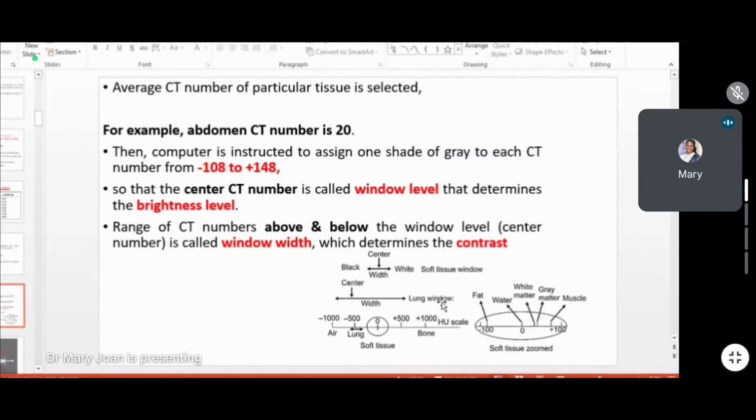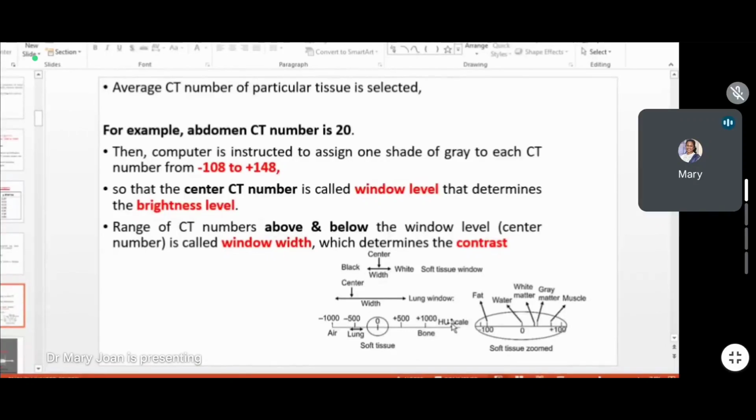When the average CT number of a particular tissue is selected, for example, abdomen CT number is 20, then the computer is instructed to assign one shade of gray to each CT number from minus 1082 to plus 148. The center CT number is called the window level, which determines the brightness level. And the range of CT numbers above and below the window level, the center number, is called the window width, which determines the contrast. So that is what is explained here.